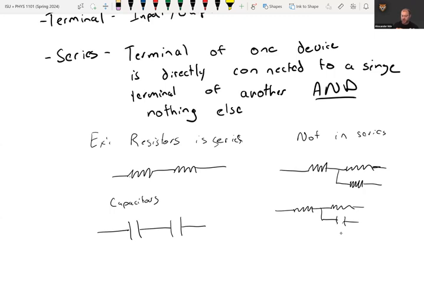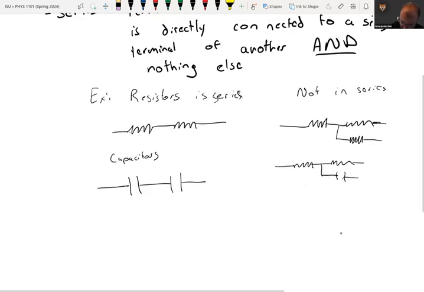Now, I'm not going to do much circuit analysis with capacitors, just so you can see it. Our circuit analysis is basically going to limit ourselves to batteries, resistors, or voltage sources. Doesn't necessarily need to be a battery, but some kind of voltage source and a resistor. Okay.